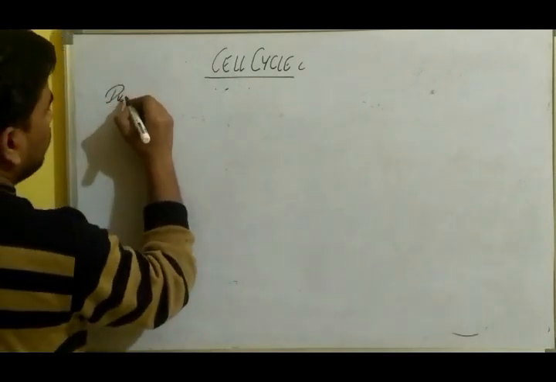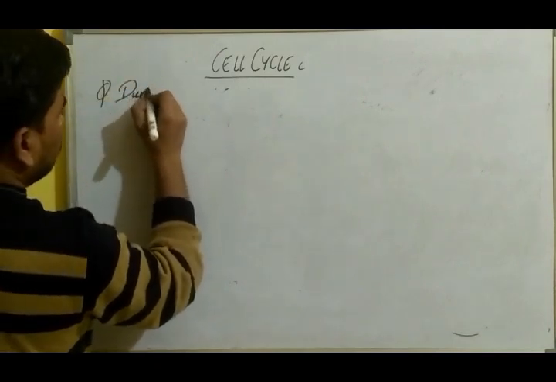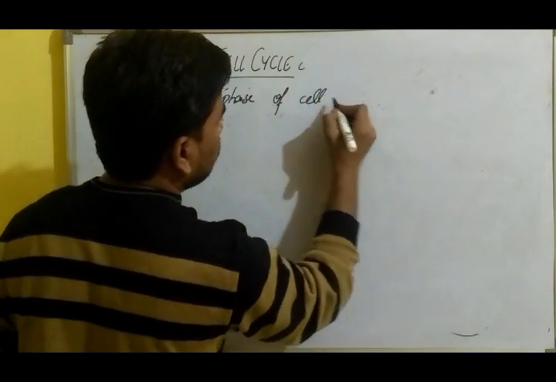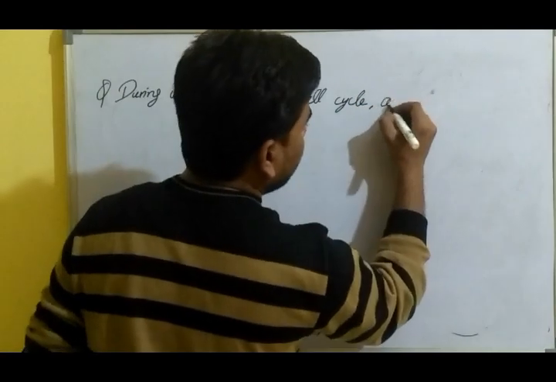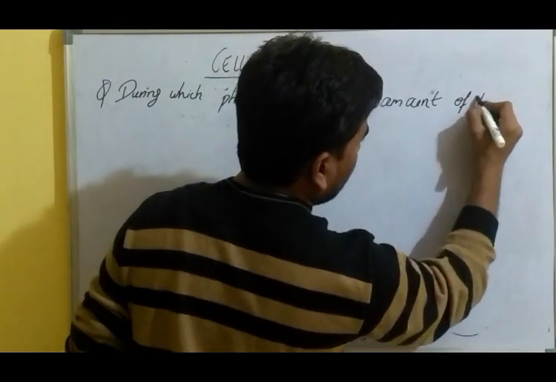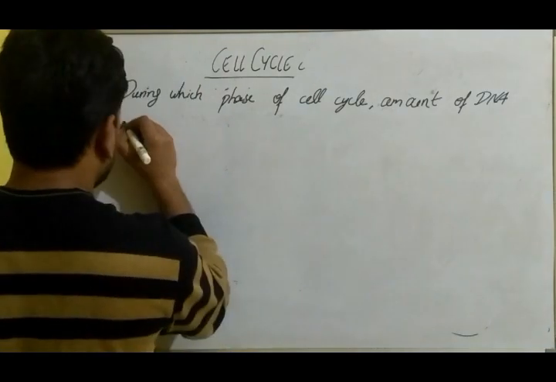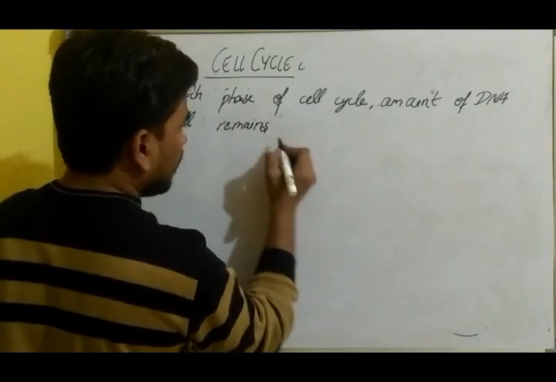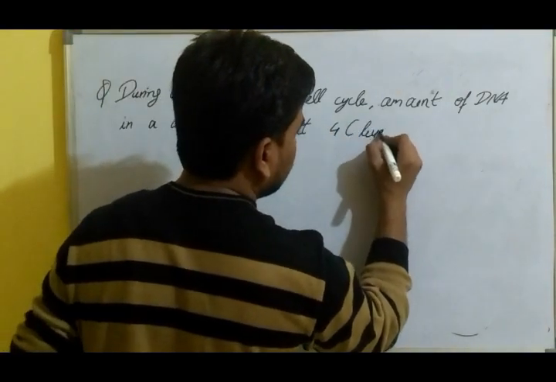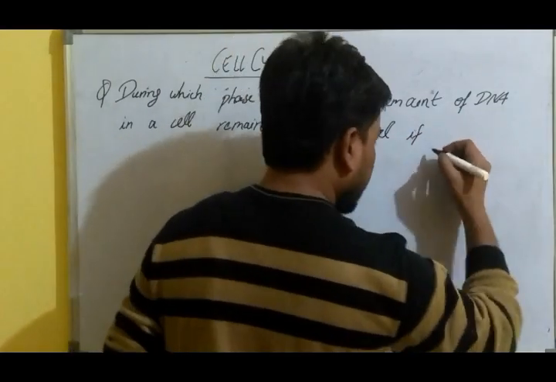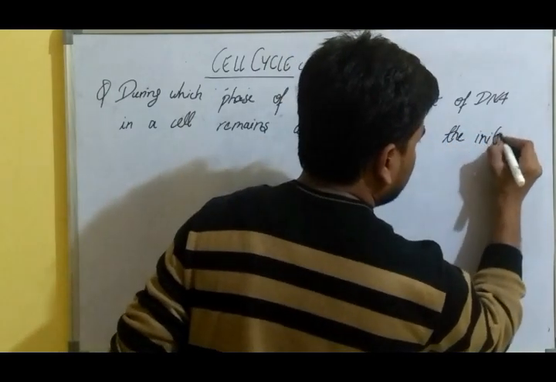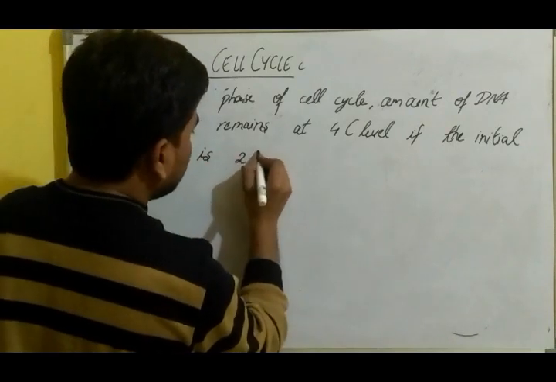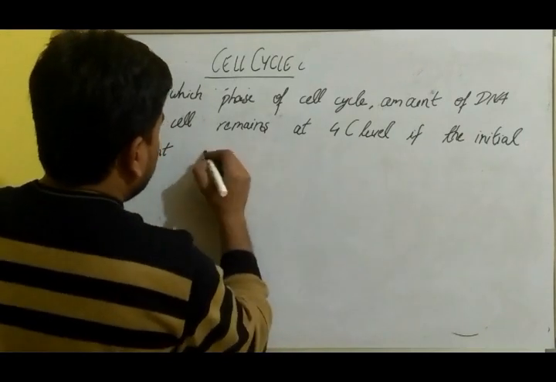During which phase of cell cycle does the amount of DNA in a cell remain at 4C level, if the initial amount of DNA is denoted as 2C?